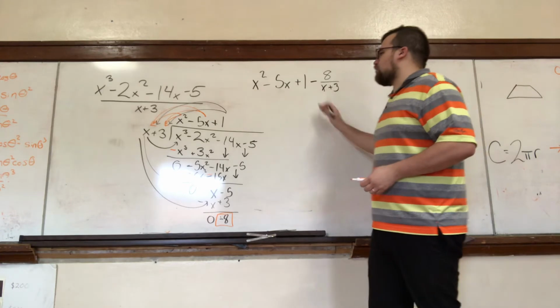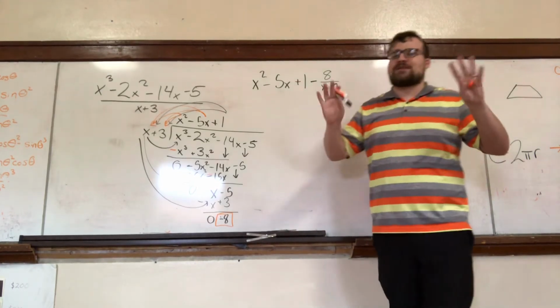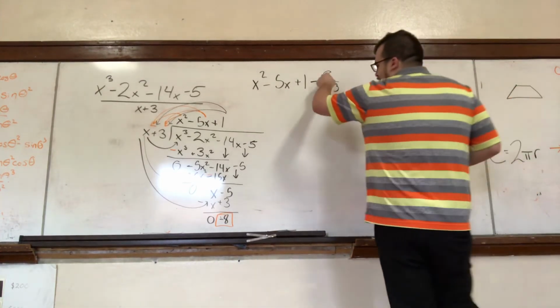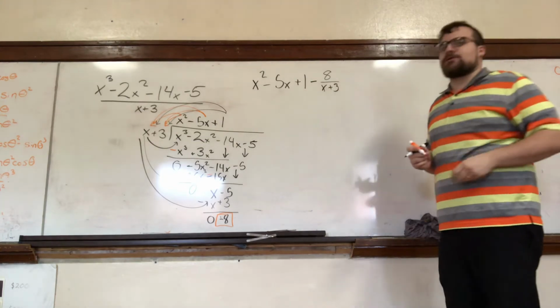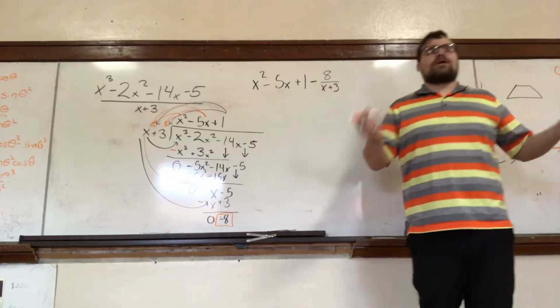So this kind of notes, this came out perfectly. X squared minus 5x plus 1, that came out perfect. That went well, but we have this straggler, an 8 that's still trying to be divided by x plus 3, but is not working. It cannot happen. It's not going through, whatever.